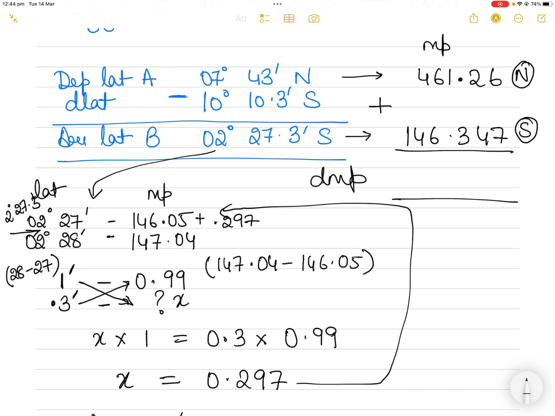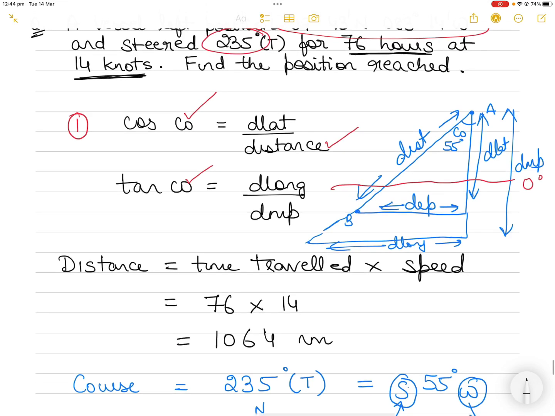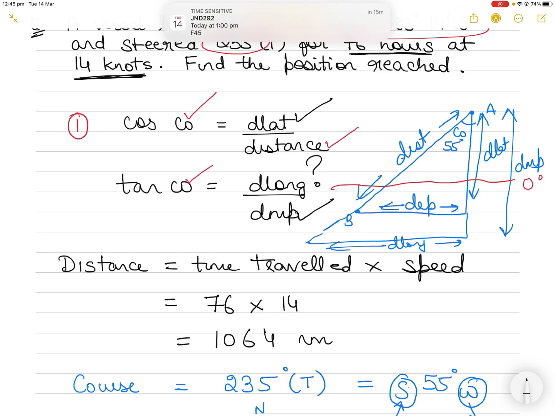So when I add the two together, what do I get? Let's see, 461.26 plus 146.347 is 607.607. This is the difference in meridional parts value. So I go back to the formula here. I have already found D-lat, no problem. Here I have found DMP, all I have to do is find D long.